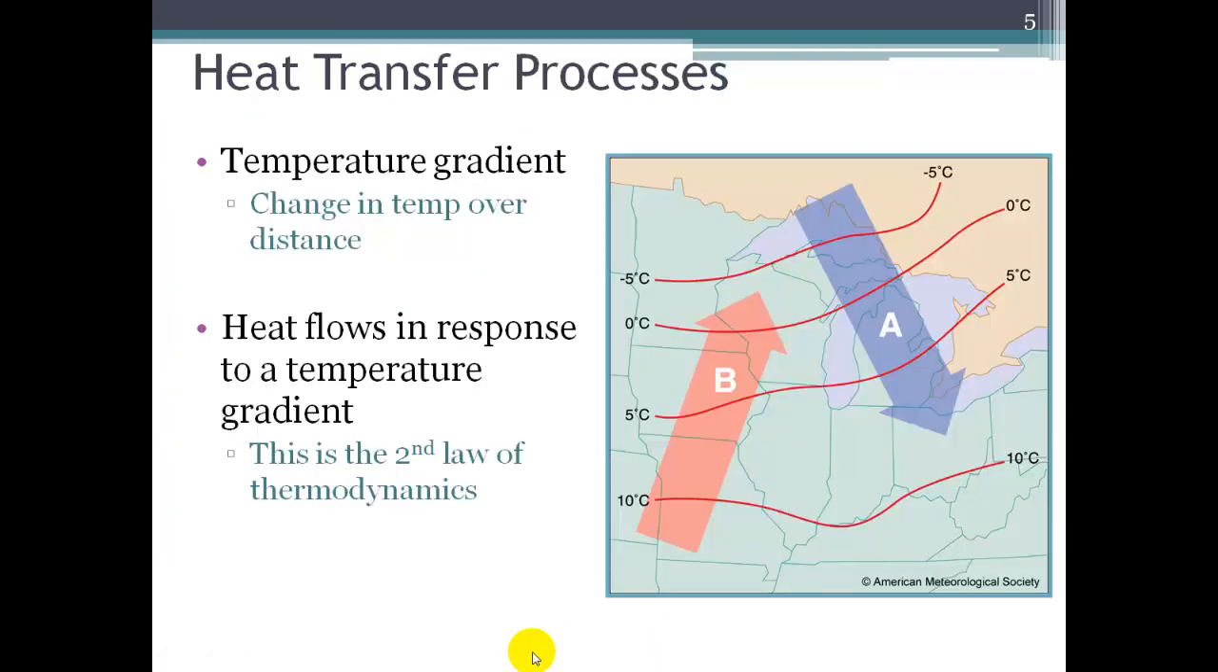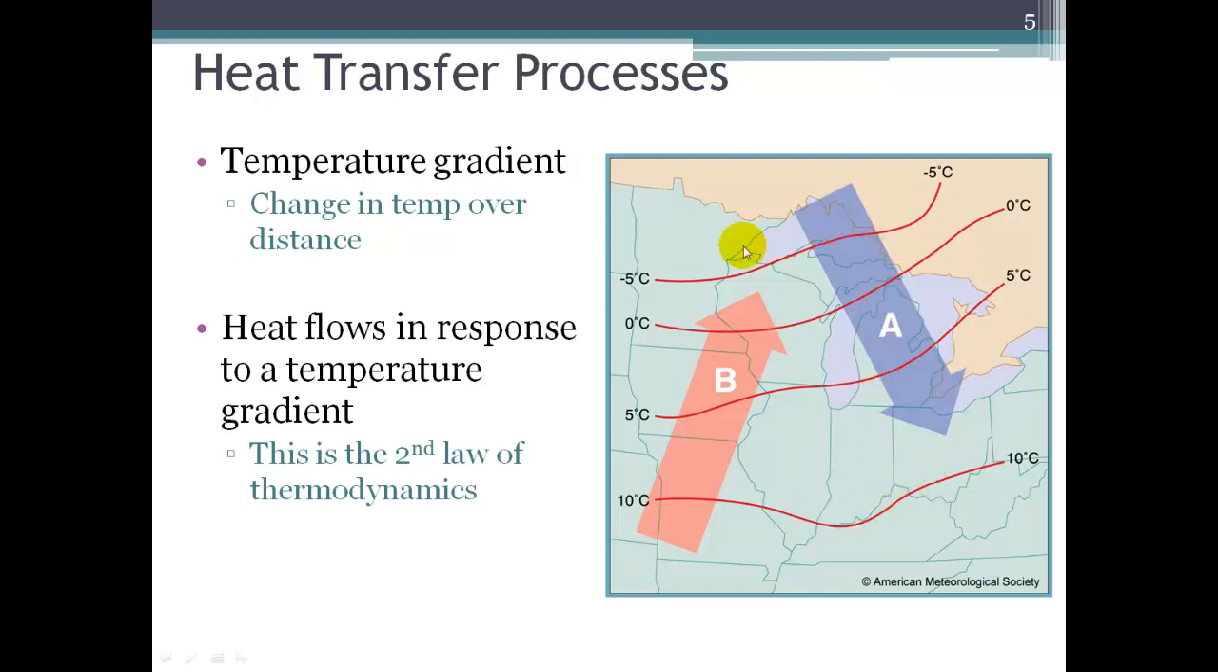Temperature gradient is the change in temperature over distance. So here we have a location in the northern Midwestern United States. And I have isolines, lines of equal temperature called isotherms, and they're drawn at 5 degrees Celsius intervals. So I can see that it's cooler up here in the north and warmer in the south, which is what typically happens.